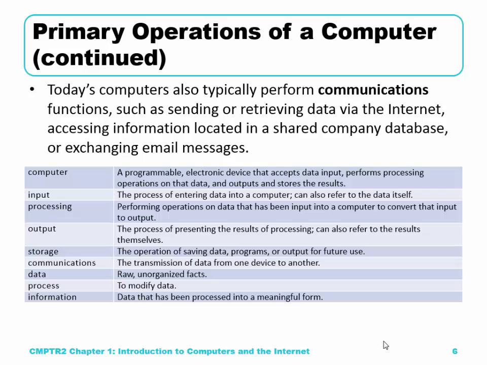Today's computers typically perform communication functions such as sending or retrieving data via the internet, accessing information located in a shared company database, or exchanging email messages. Therefore, communications technically is an input or output operation depending on which direction the information is going, and is considered the fifth primary computer operation.